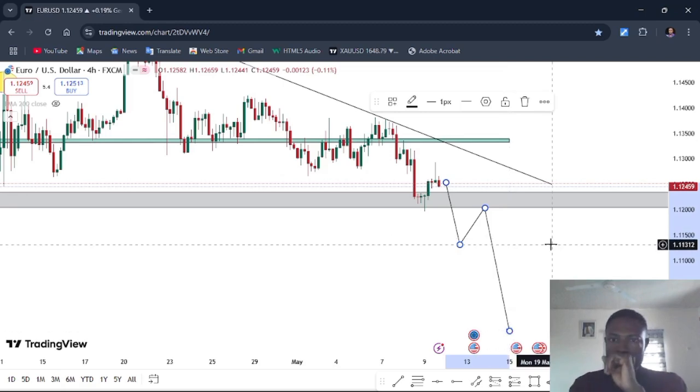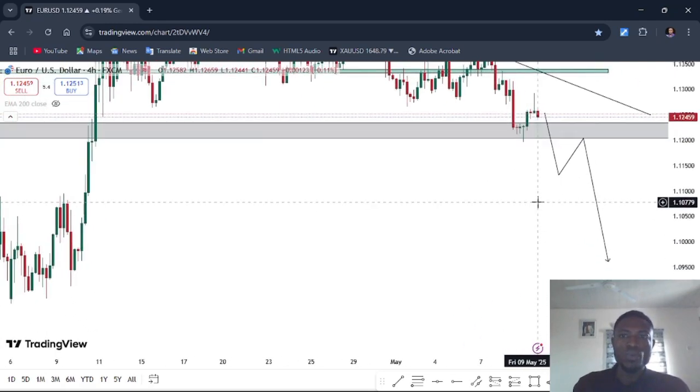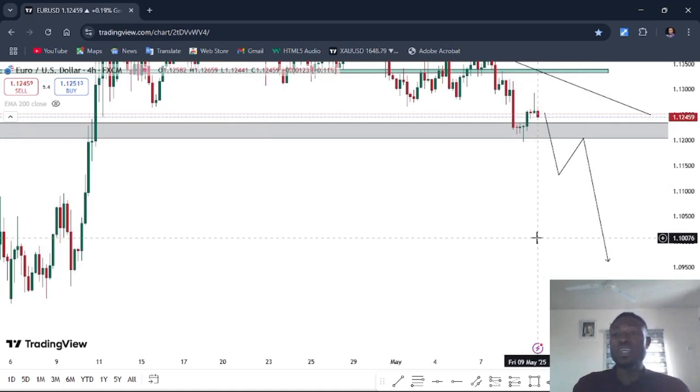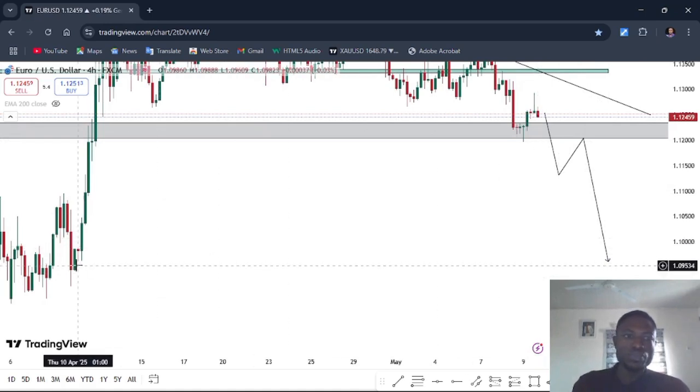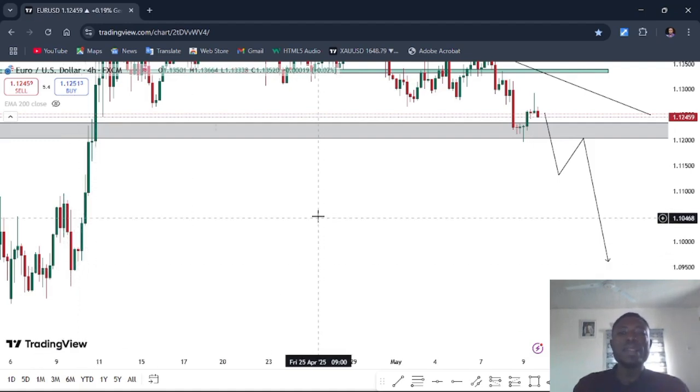And you guys know I like going for a 1 to 3 risk to reward. So if I'm entering this market here and going in for a sell, my TP should be at this low right here.